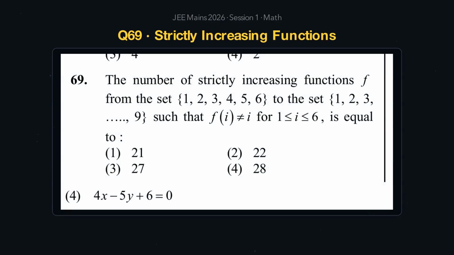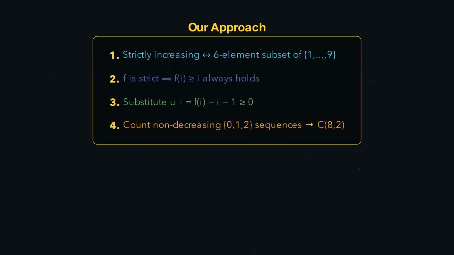6 inputs, 9 outputs, strictly increasing, and none allowed to equal their own index. How many survive? Here's our approach. First, we'll recognize that a strictly increasing function is just a 6-element subset of 9 values. That collapses the problem instantly. Then we'll spot a hidden forced inequality that simplifies the constraint. The key move is a substitution that converts everything into a clean stars and bars count. Finally, we read off the answer.